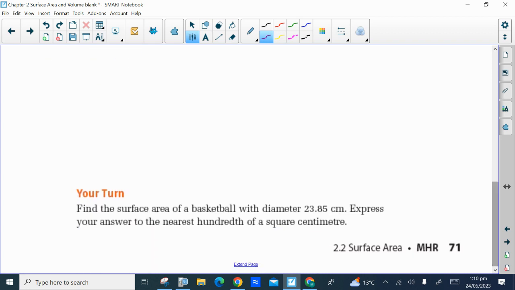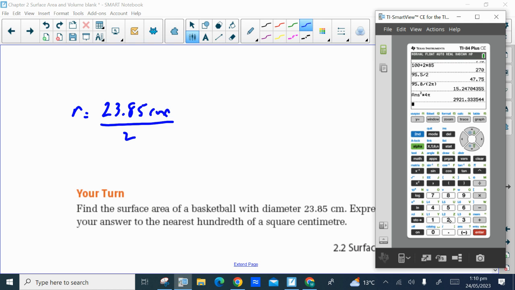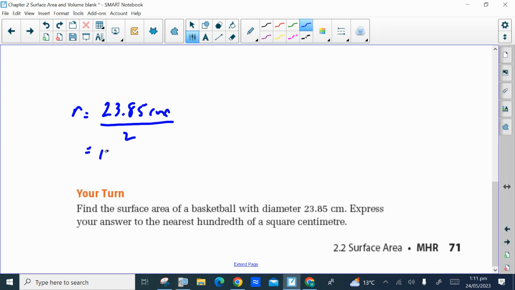We're asked to find the surface area of a basketball with a diameter of 23.85. So now we can find the radius by dividing the diameter by 2. So 23.85 divided by 2 is 11.925 centimeters. And that's what we put in our surface area formula. That's what r is in 4 pi r squared.